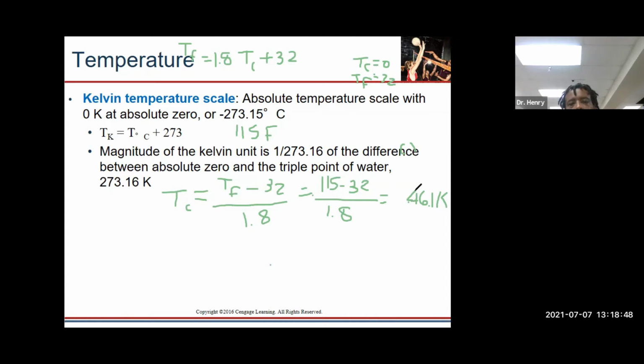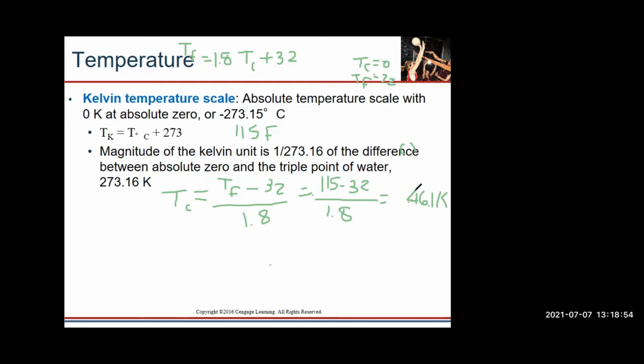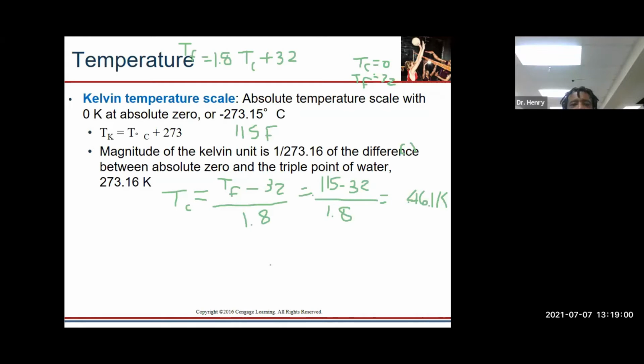Okay, questions, concerns? Wouldn't that be the 46.1 Celsius, and then you would turn it into Kelvin? Oh, yeah, that's right. Thank you. That would be Celsius. Good catch. That's degrees C. So 46.1 Celsius, plus what is going to equal Kelvin? Celsius, yes.